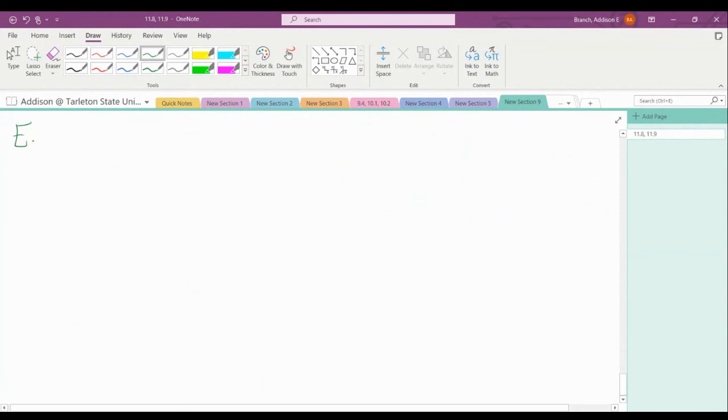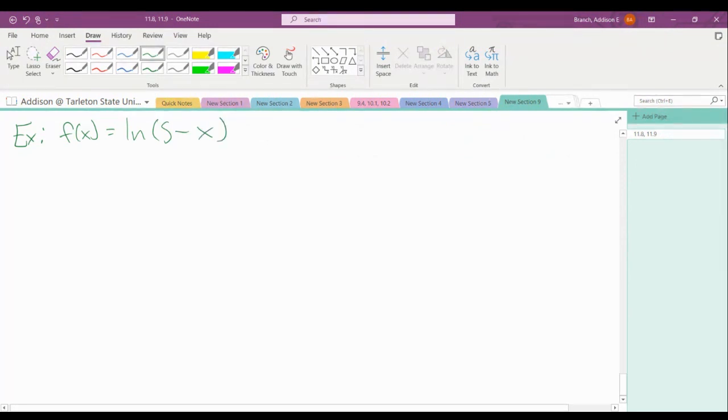So for this one, just to give you a little bit of an idea of how this is going to work, we just want to find the power series representation, and we have f of x is equal to the natural log of 5 minus x.